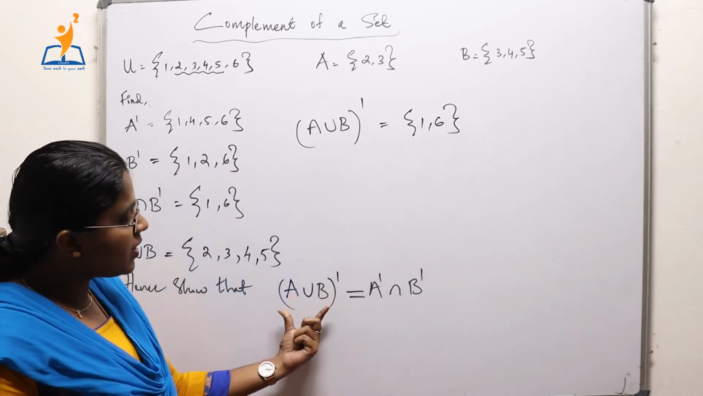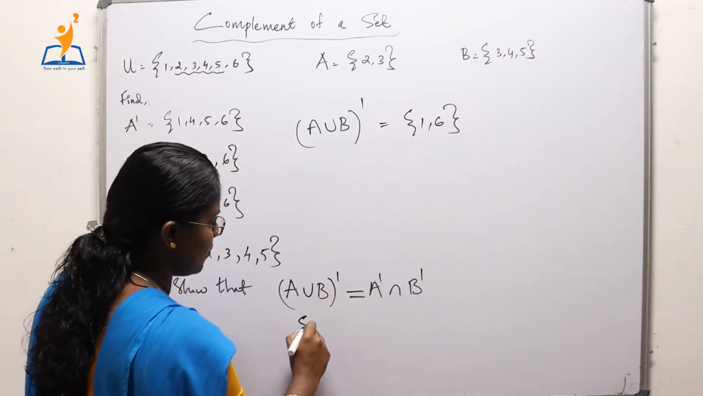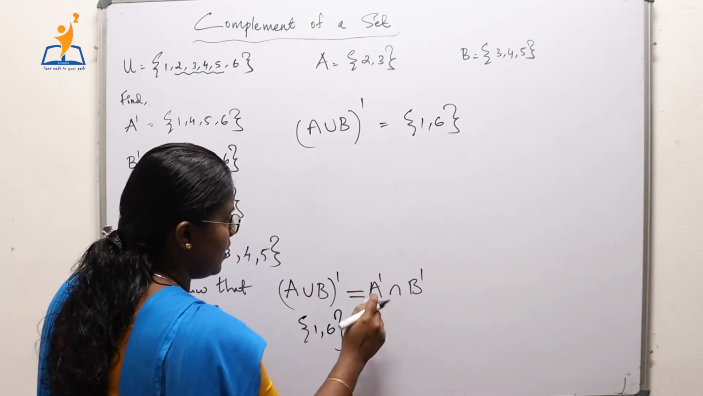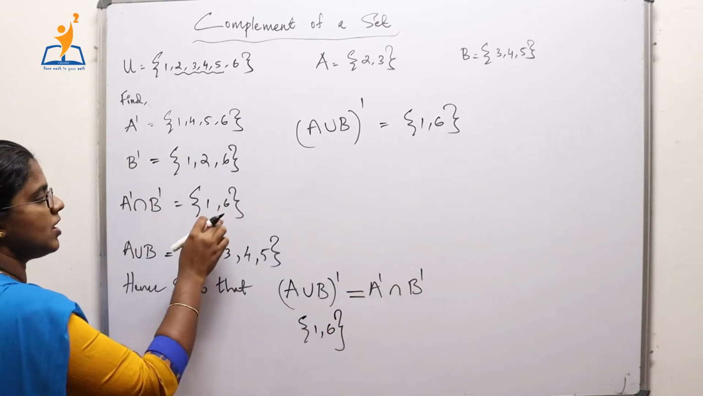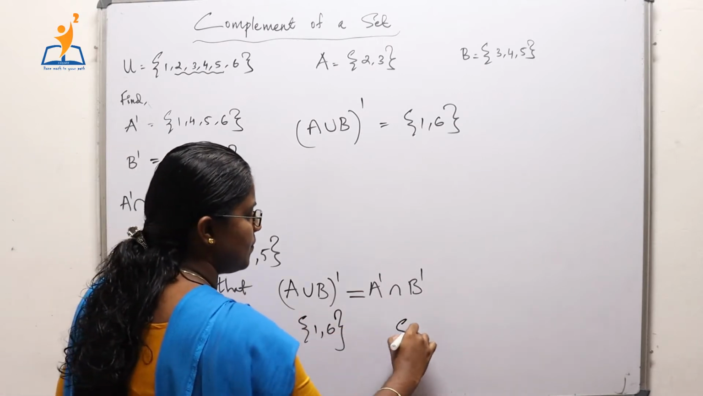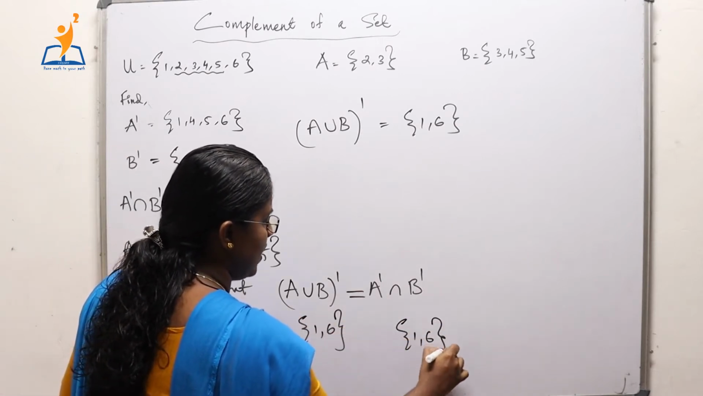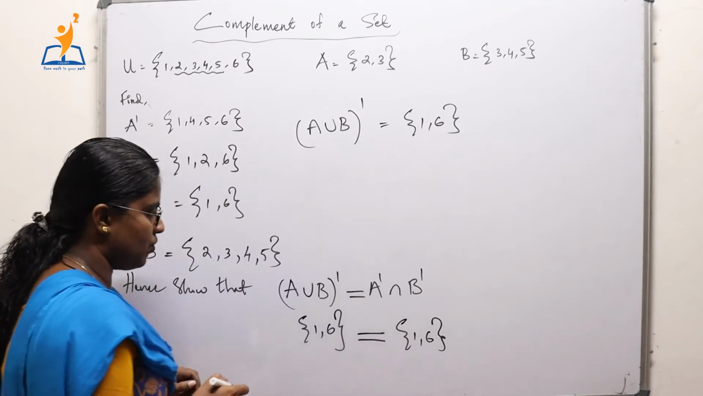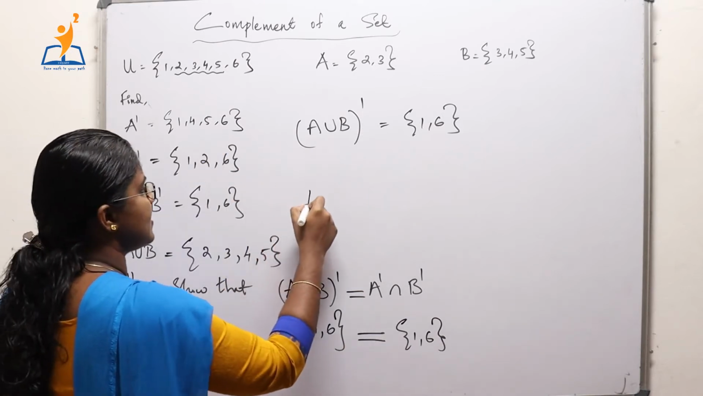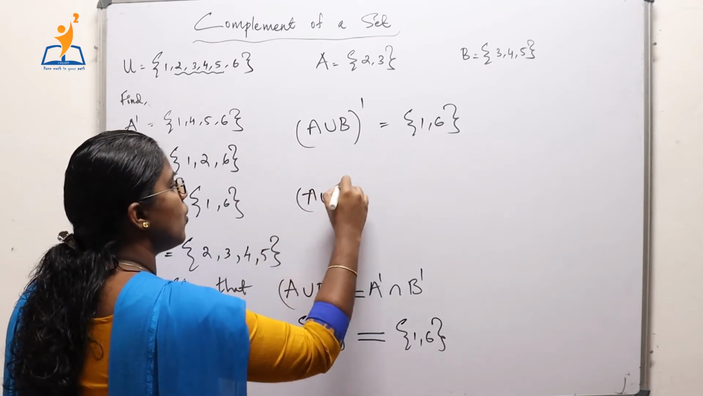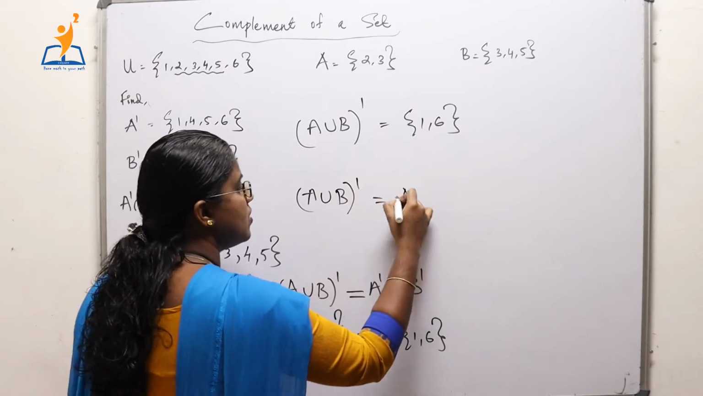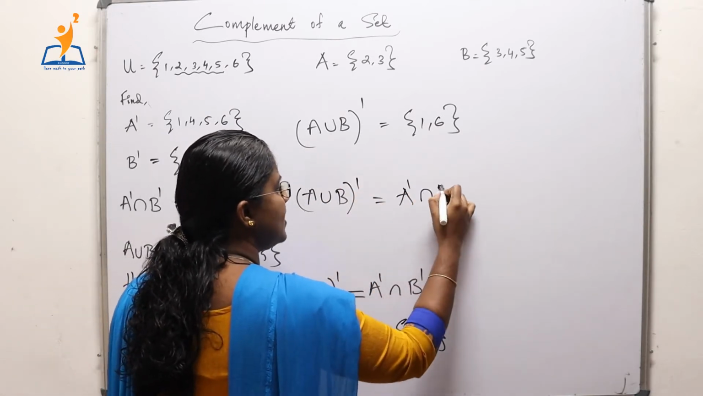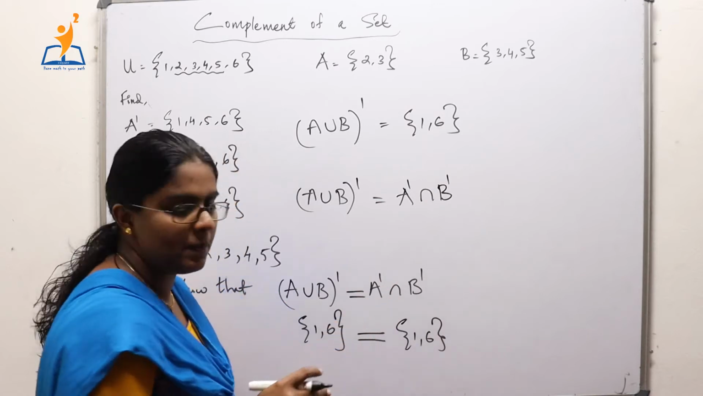Now A union B whole complement is 1, 6. Now what is A complement intersection B complement? It is again 1, 6. So hence we have the proof. From this we can say that A union B the whole complement is equal to A complement intersection B complement.